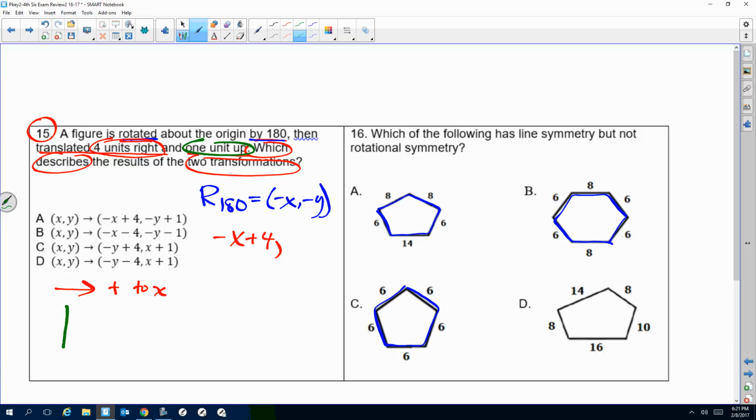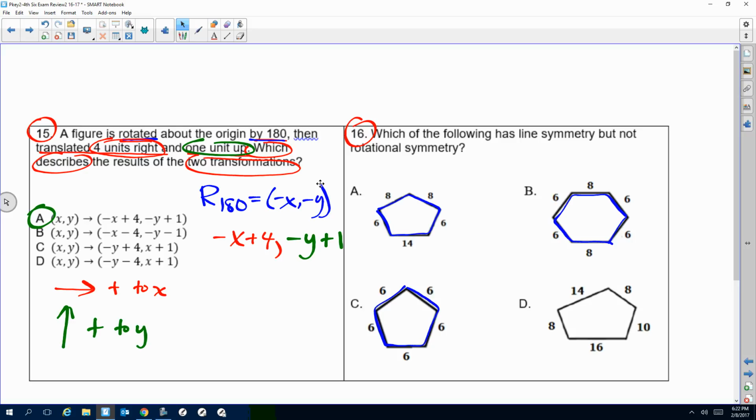So if I go up, that's positive to the y coordinate. So that means I've got this negative y already, and now I'm going to add 1. And so I'm trying to figure out which answer choice is showing our combination of the two rules, the two transformations. We should have A. Okay. Now, 16, another, we had this on the last test, similar to it.